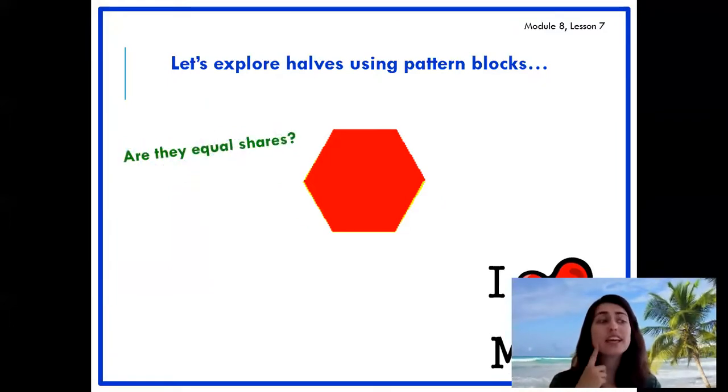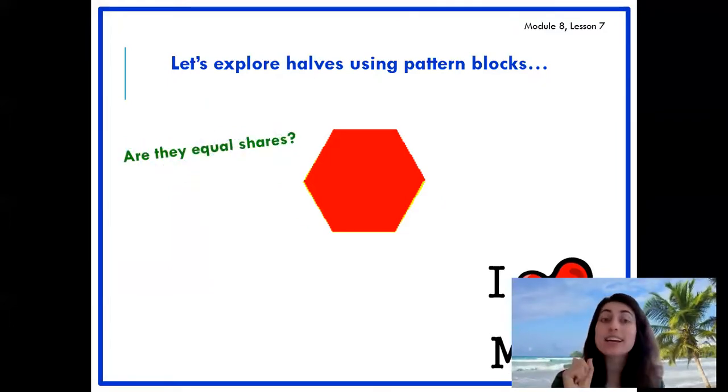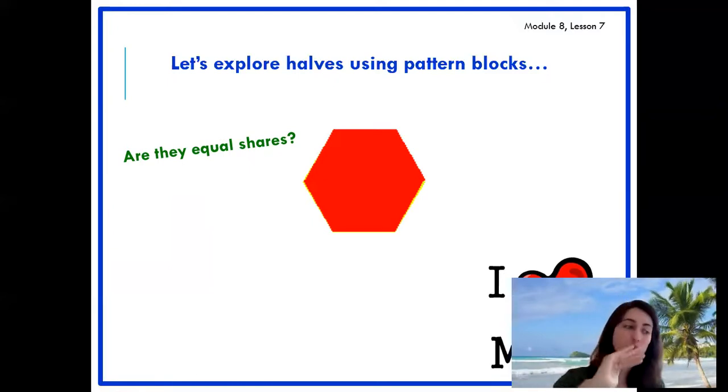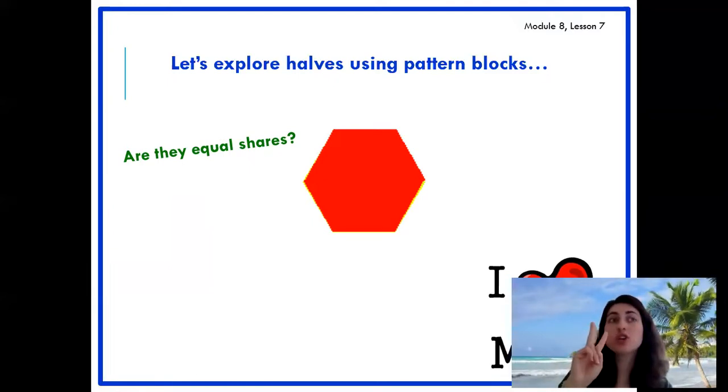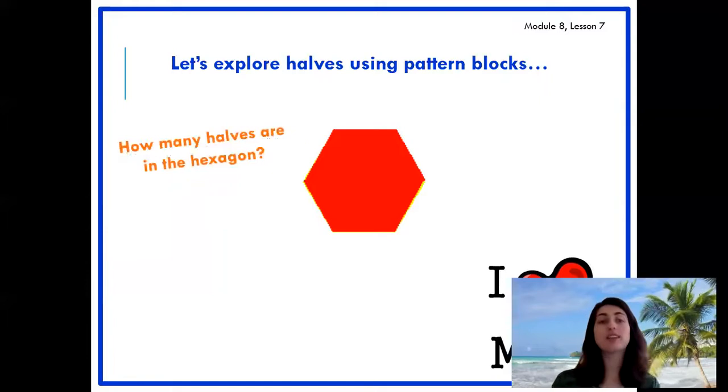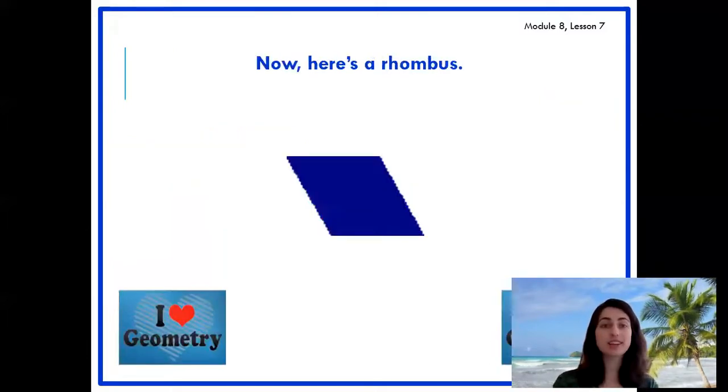Now, are they equal shares? Yes, because there are 2 halves. There are 2 of the same size and the same shape that cover the whole. And so we would say that there are 2 halves in the hexagon.